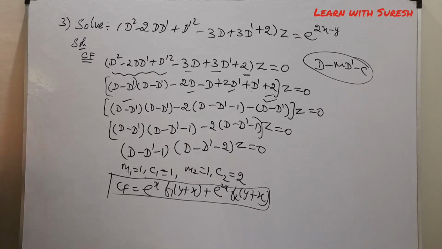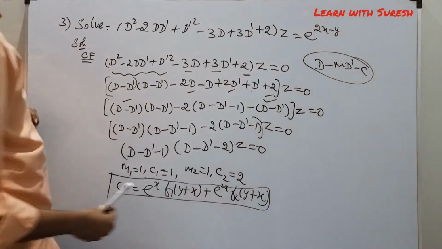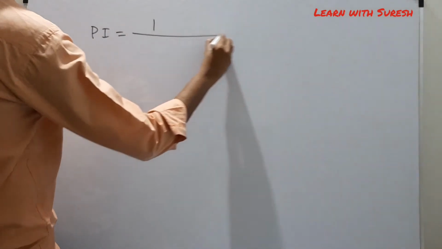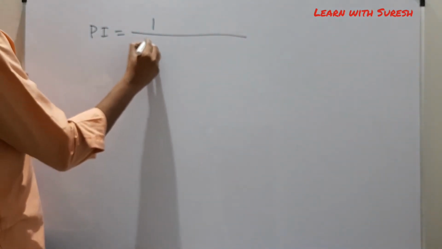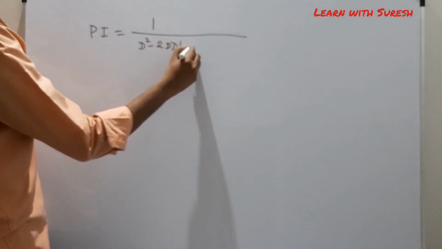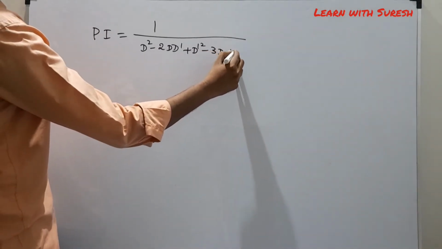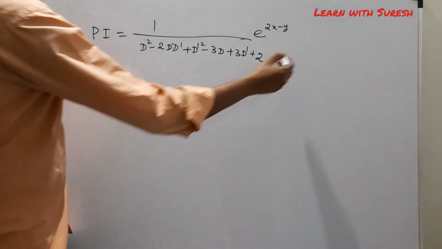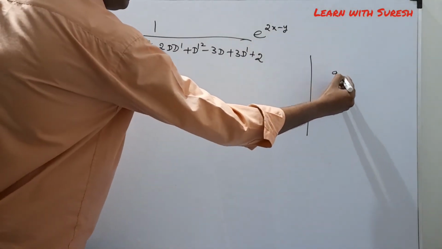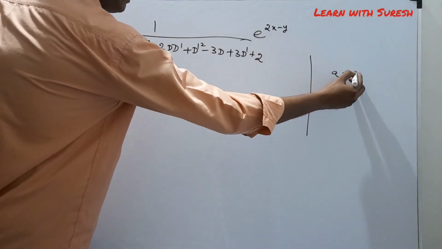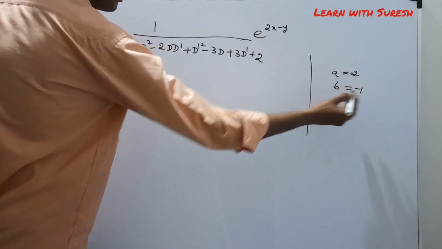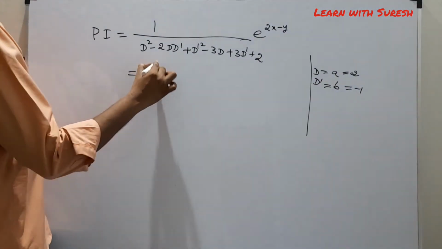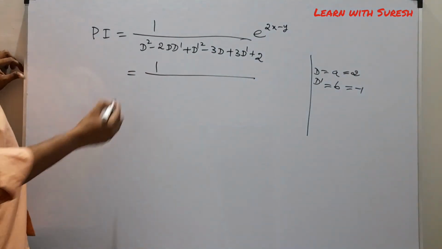Now we have to find the particular integral. Since the right hand side has the function e power 2x minus y, you can find the particular integral. Particular integral equals 1 divided by the function of D and D dash, that is D square minus 2D D dash plus D dash square minus 3D plus 3D dash plus 2, into e power 2x minus y. Here the coefficients of x and y are taken as a and b. The coefficient of x is 2, that is a equal to 2. The coefficient of y is b, that is minus 1. You have to replace D equal to a and D dash equal to b in this term. That is the procedure to find the particular integral.